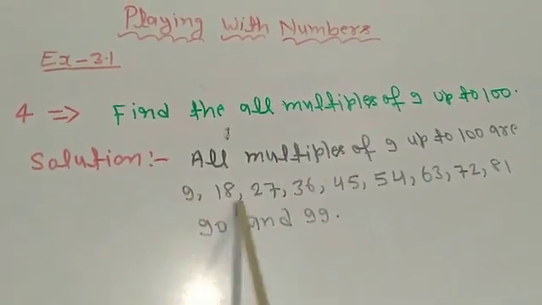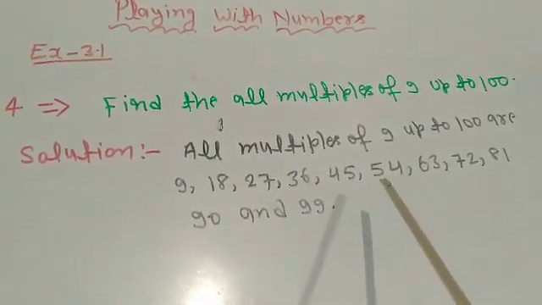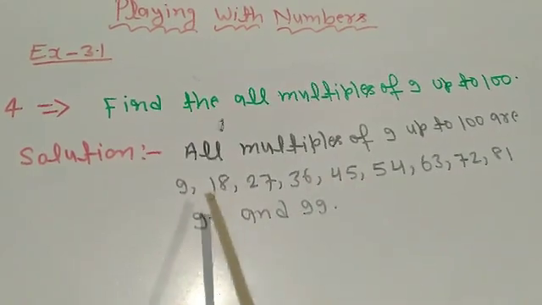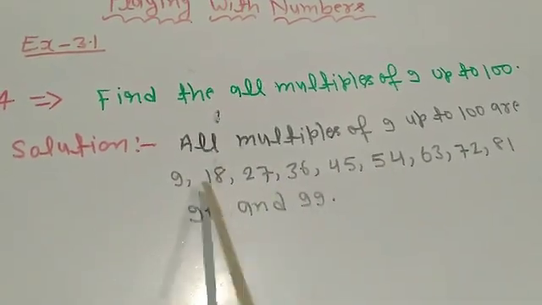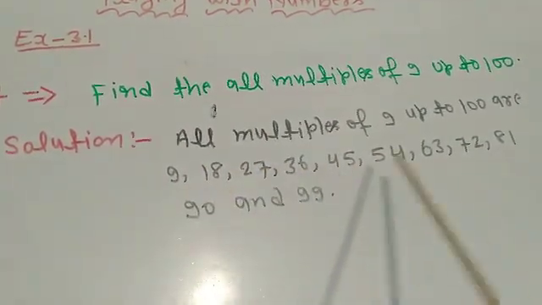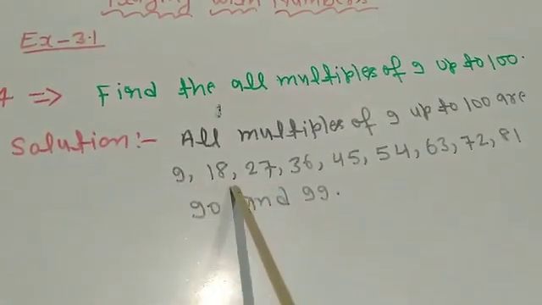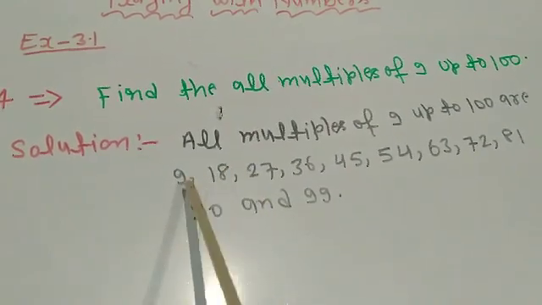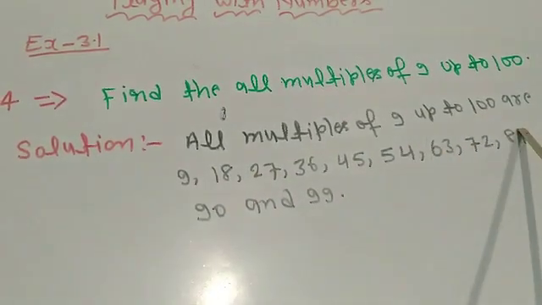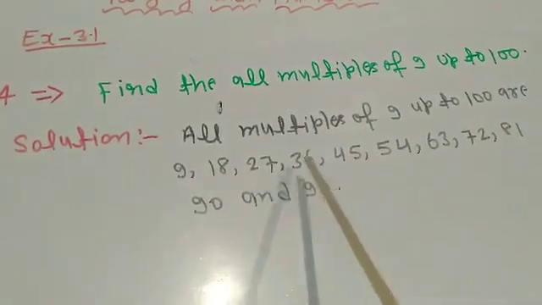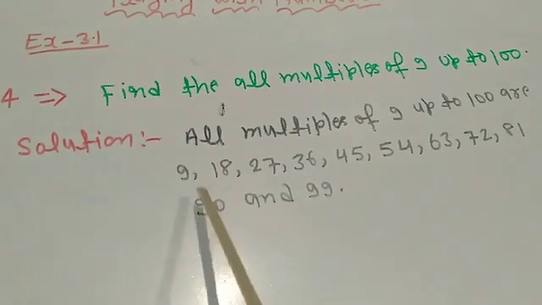Okay, this is the table of 9. All those numbers which are divisible by 9 are multiples of 9, and 9 is a factor of all those numbers. Okay, so here you can see 1, 2, 3, 4, 5, 6, 7, 8, 9, 10. Okay, these are all multiples of 9 because each and every number is divisible by 9. So all the multiples of 9 up to 100 are 9, 18, 27, 36, 45, 54, 63, 72, 81, 90 and 99.